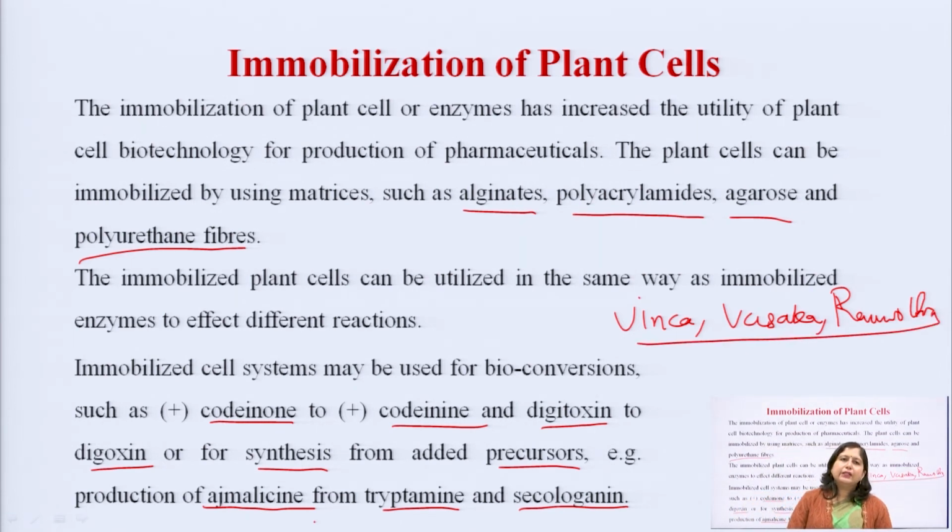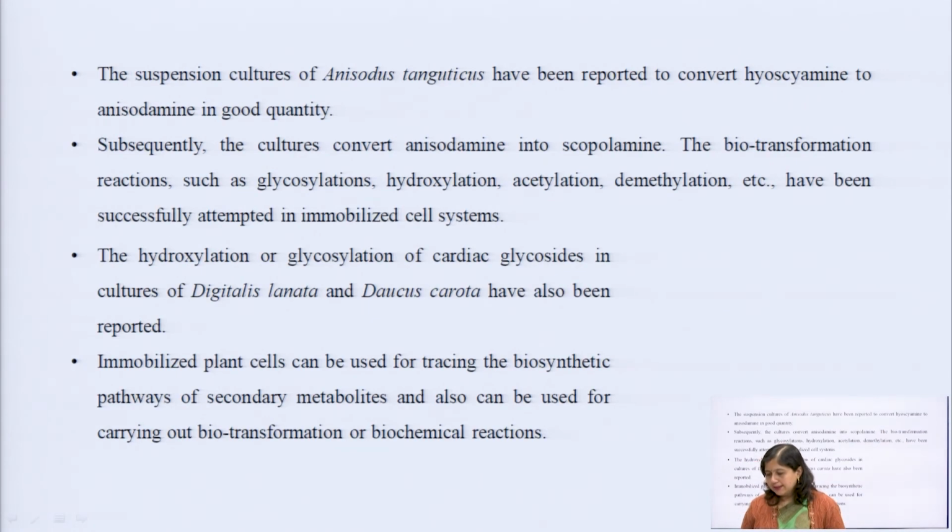Ajmalicin is synthesized from two substances, tryptamine and secologanin, which are the intermediates of synthesis from amino acids. So, amino acids are getting converted to tryptamine and secologanin. From these we have the synthesis of various alkaloids. One of them is ajmalicin.